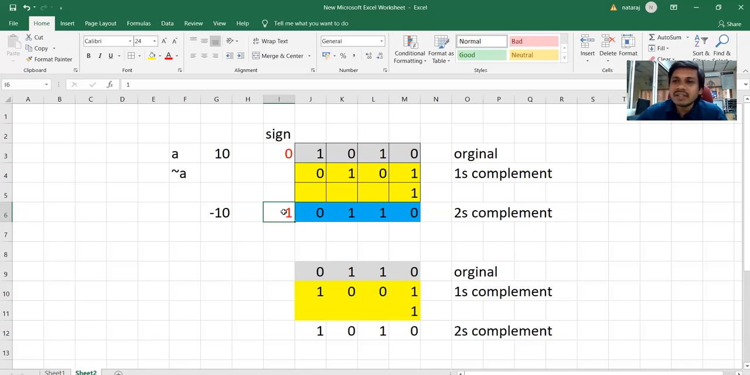So that it will be the same value, because 2's complement of 2's complement is the same number. This is all ECE digital logic design.